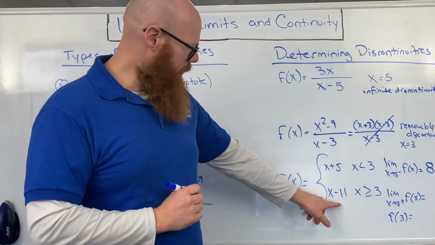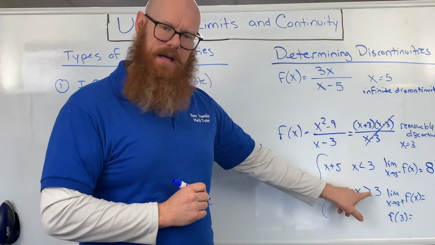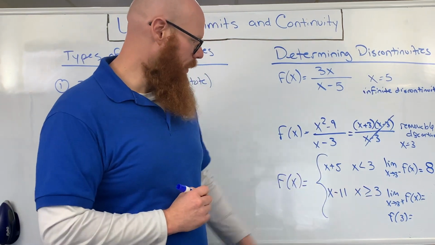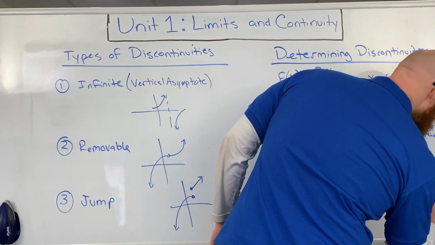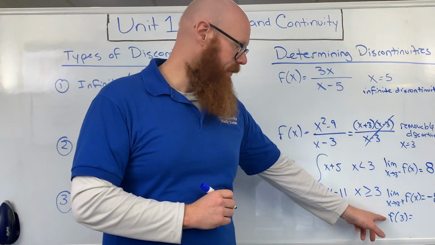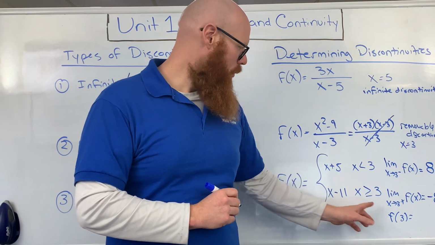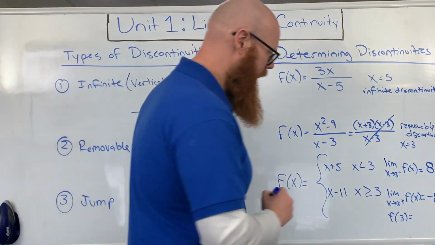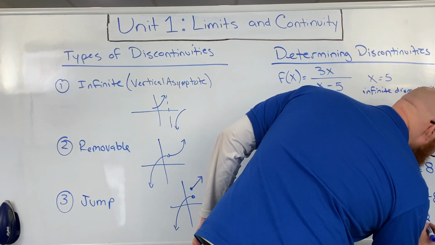And then when I do the limit from the right, I pick this function because x is greater than or equal to 3. 3 minus 11 is negative 8. And then I take a look at f of 3. This is going to be important, and you'll see why. When I take a look at f of 3, I'm going to use this one again. So I'm going to get negative 8.